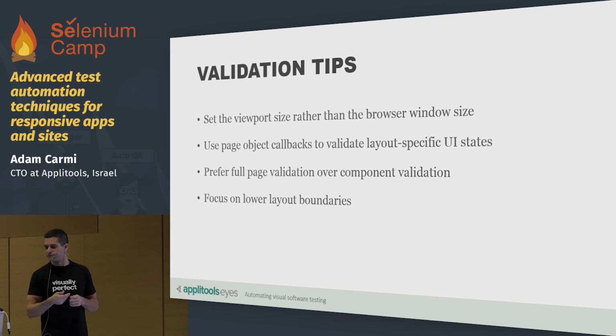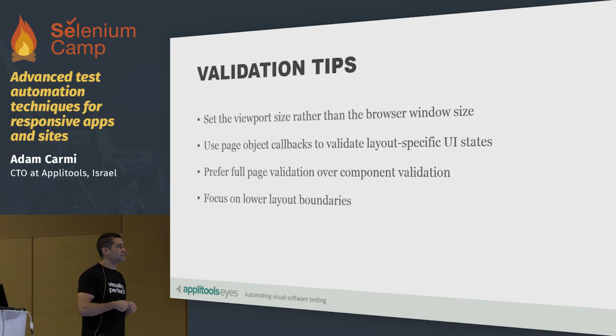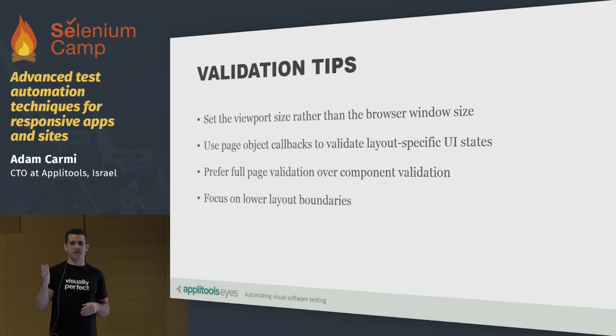The second tip suggests that you should use page object callbacks to validate layout-specific UI states. That's exactly what we did, the trick with the callback from the page object to let the test know that something visually changed, and the test can then assert it if it's needed.